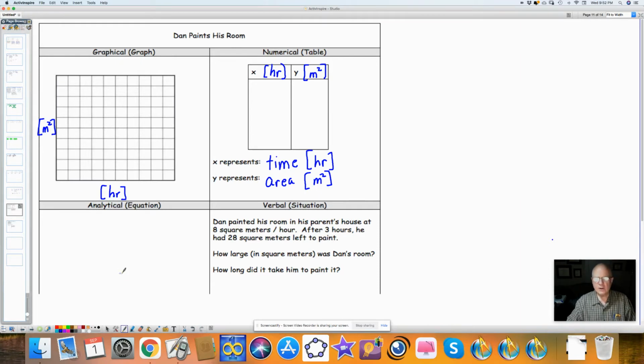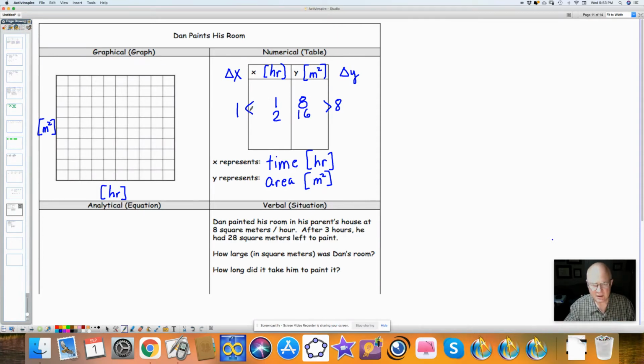And so now the next step is to find some points to populate this graph with. I've asked several people, can you give me a point? Some people said right away that they could do 1 and 8. And I said, well, how do you know? Well, because for every hour, he paints 8 square meters. And I said, well, how much is it at 2 hours? And they said, well, that's 16. How do you know? Well, because it's 8 difference. This is going to grow by 8 for every hour. Notice my change in y is 8, and my change in x is 1.